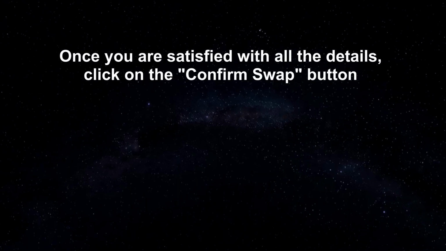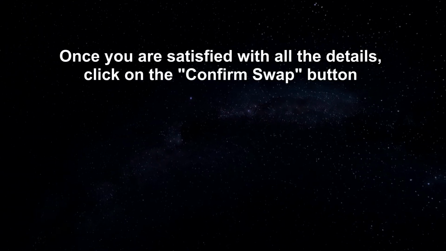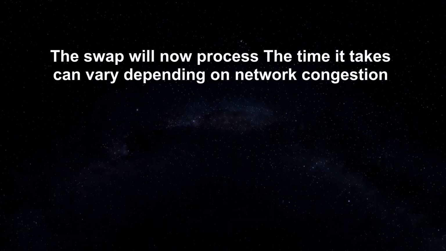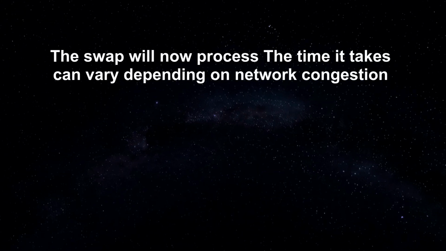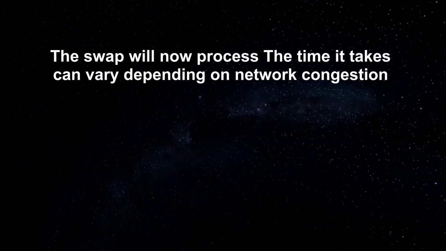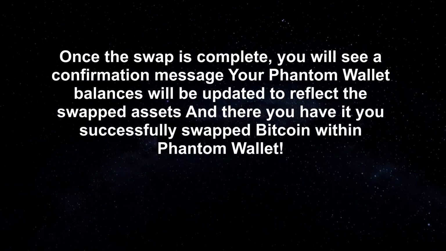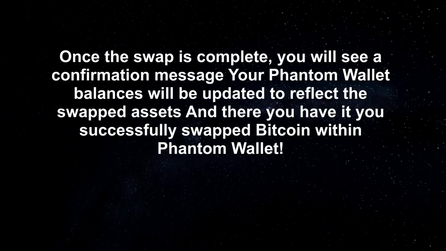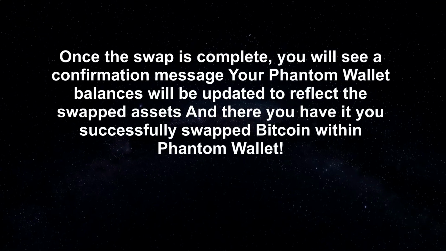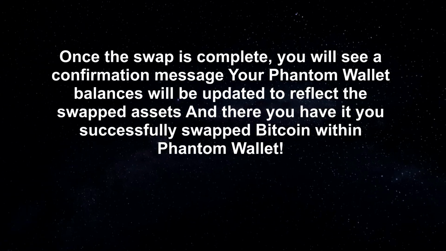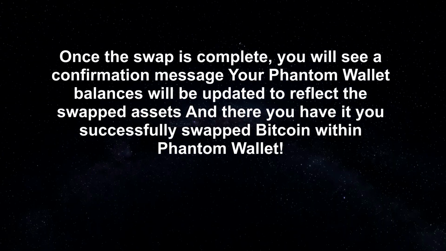Once you are satisfied with all the details, click on the Confirm Swap button. The swap will now process. The time it takes can vary depending on network congestion. Once the swap is complete, you will see a confirmation message. Your Phantom Wallet balances will be updated to reflect the swapped assets, and there you have it. You successfully swapped Bitcoin within Phantom Wallet.